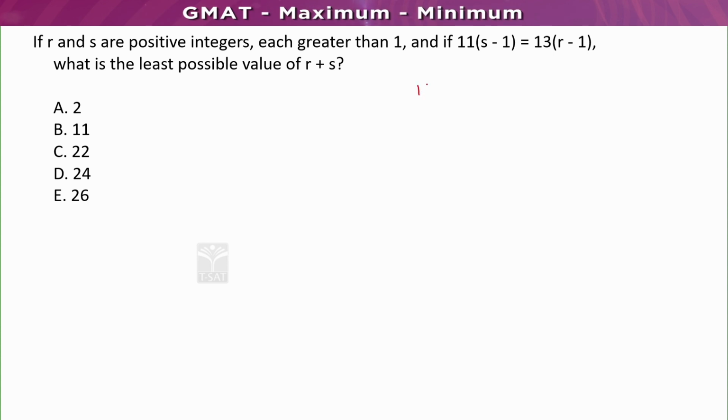Okay. We have this equation here, 11 times (S minus 1) is equal to 13 times (R minus 1), and S and R are positive integers. So, definitely S minus 1 must be a multiple of 13 and R minus 1 must be a multiple of 11 for S and R to be positive integers.